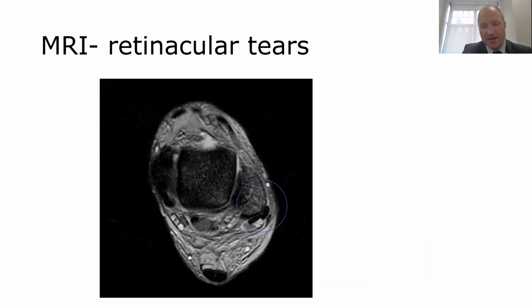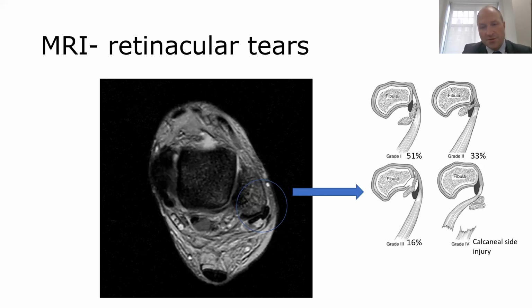MRI is a very useful investigation for these patients. It will enable you to see the morphological characteristics of the back of the fibula, so whether or not the fibular groove is sufficiently concave to contain the tendons, and whether or not there's been an injury of the superior peroneal retinaculum, as you see here.